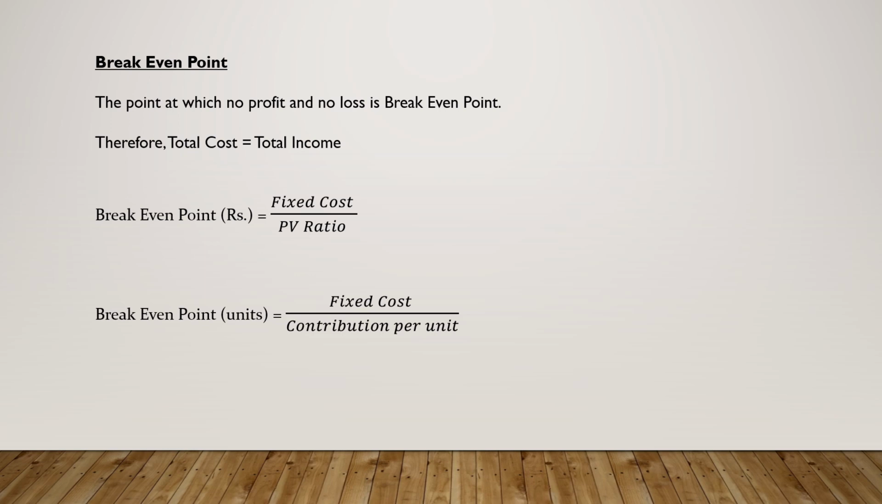So for break-even point, if you want to find it out in rupees, the formula will be fixed cost divided by PV ratio, profit volume ratio. And if you want to find out the break-even point in units, the formula will be fixed cost divided by contribution per unit.